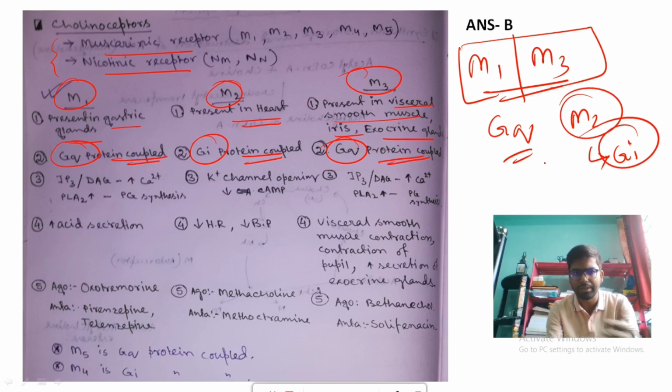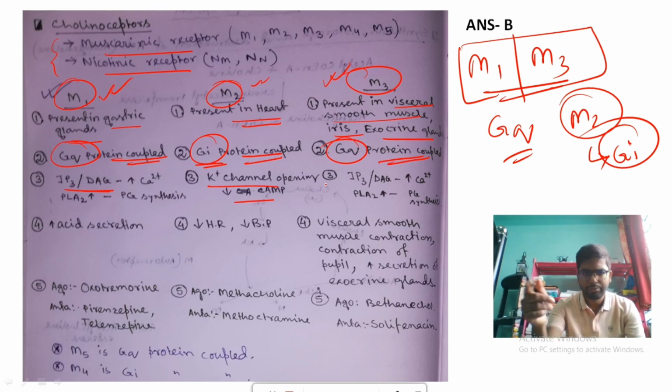That is the functional difference. M1 and M3, these two receptors actually work through the IP3 DAG pathway, whereas in the M2 receptor, the Gi protein is involved. That's why potassium channel opening and decreasing the amount of cAMP is the main action of the M2 receptor. If you want to learn about GPCR or G protein coupled receptors in detail, then I am giving the link of my video. You can watch that video.